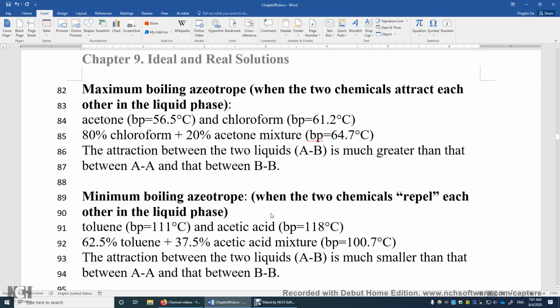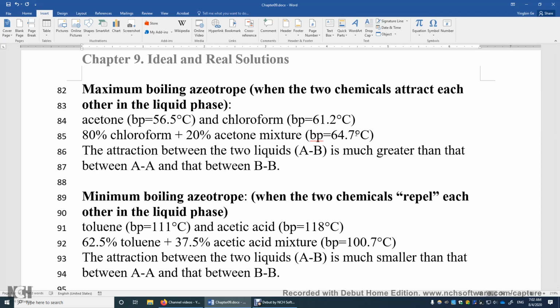There are technical terms. We call them maximum boiling azeotrope. When the two chemicals attract each other, you have a higher boiling point for the mixture. One example is acetone and chloroform. Acetone has a boiling point of 57, chloroform's boiling point is 61. But if you mix chloroform and acetone, the boiling point is higher than this one and this one. It's 65 degrees Celsius. Again, this is because acetone and chloroform attract each other.